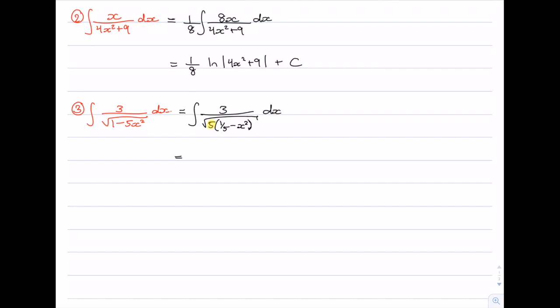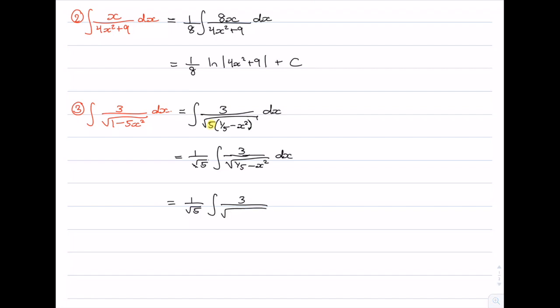So if I take it outside the square root, it becomes root 5, and then I just take that outside of the integral. So 1 on root 5 times the integral of 3 over the square root of 1 on 5 minus x squared dx. Okay, and again, underneath the square root, this 1 on 5 is equivalent to the a squared, which is given in the standard integral table. So what I'm going to do, I'm going to write the 1 on 5 underneath the square root as the square of 1 on root 5.